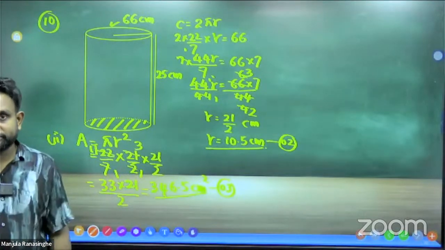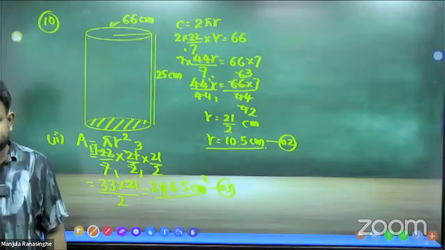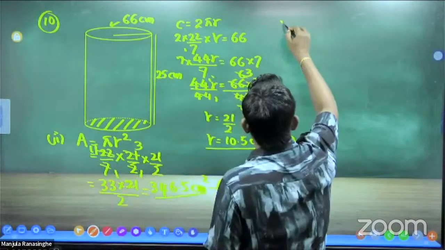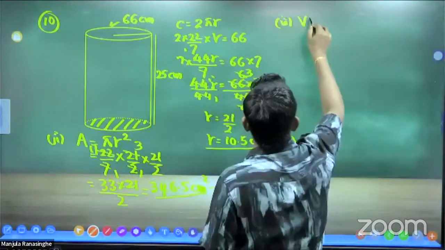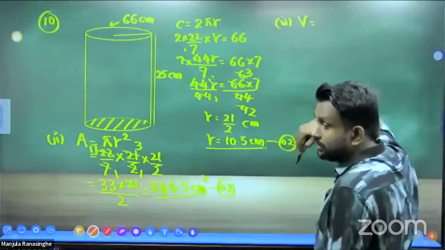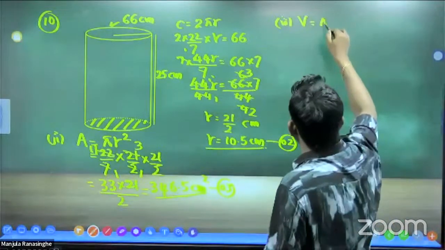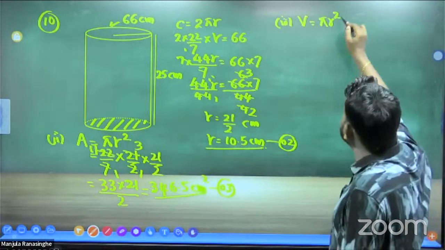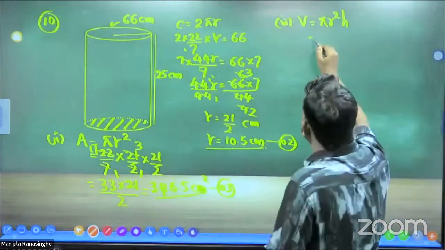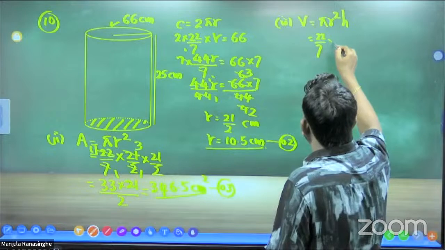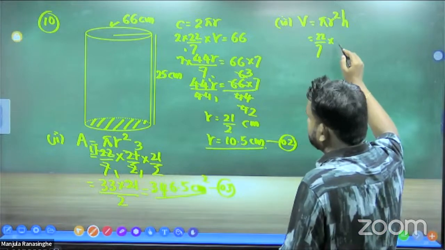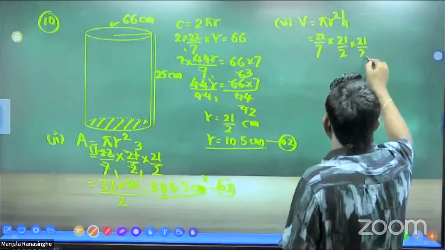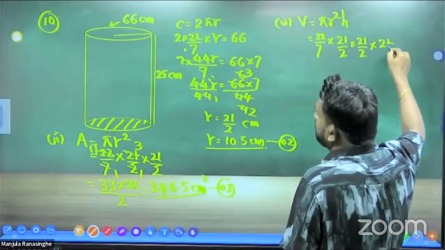Find the capacity of the cylinder. So they're asking the capacity. The capacity is the volume, right? How to take the volume of a cylinder: cross-sectional area into the height. That's how we deduce the equation. Pi r squared is the cross-sectional area, base area into the height. Then you apply pi r squared. R means what? 21 upon 2 into 21 upon 2 into height 25.